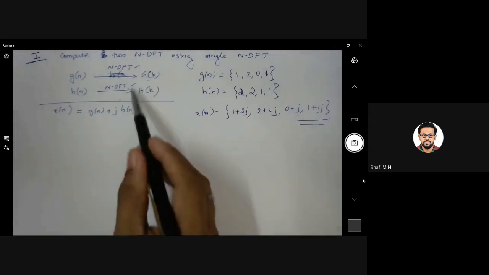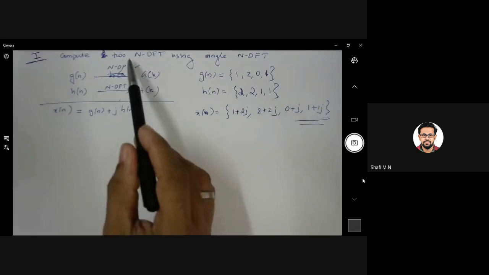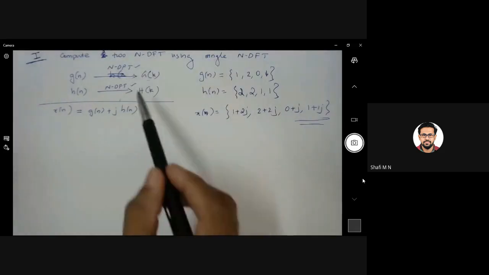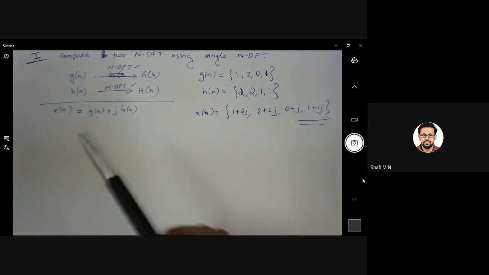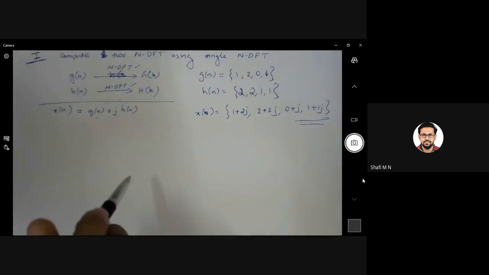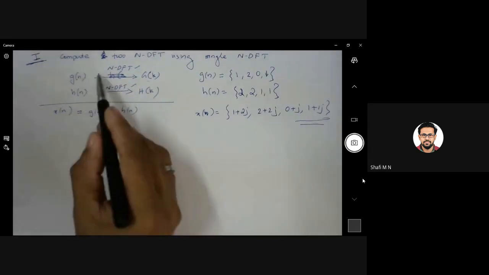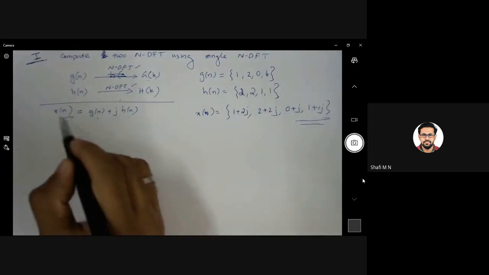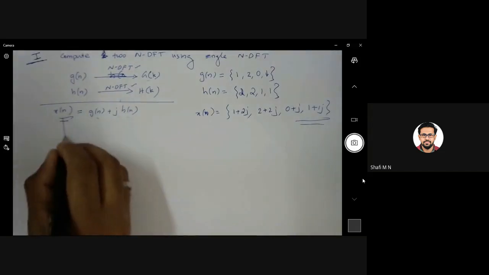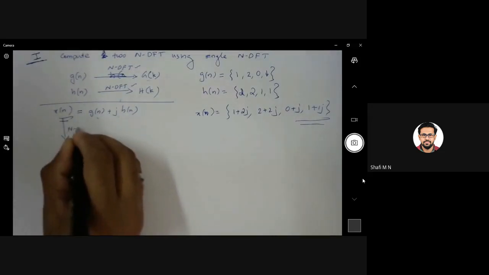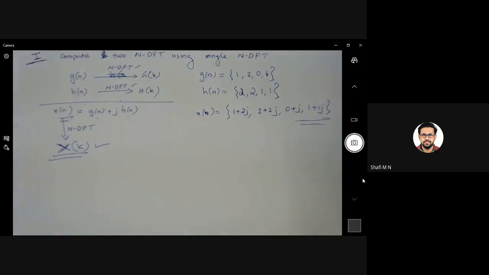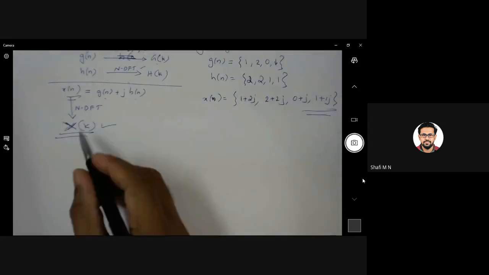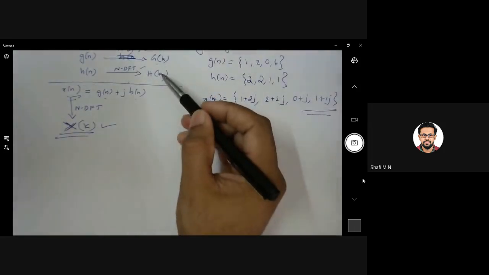You should be able to express or explain this thing theoretically also. That's why we are looking into the theory part. Okay, X of n equal to G of n plus j into H of n. So this is the first step. So you have combined two sequences to get a single sequence. Now I will use a single N-point DFT so that I will get the answer as X of k. Got it. I have the answer X of k. So X of k consists of G of k and H of k terms.